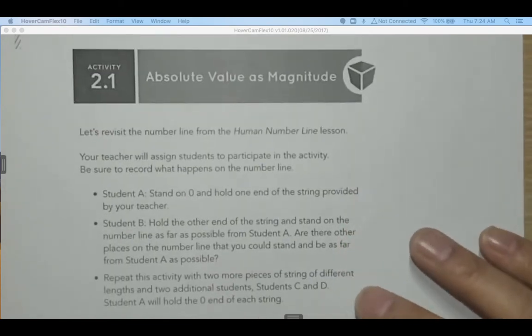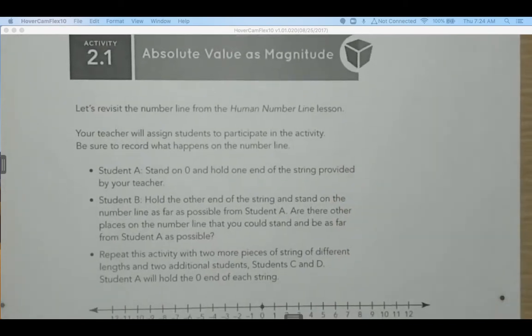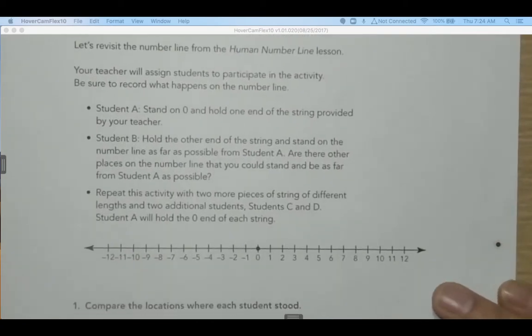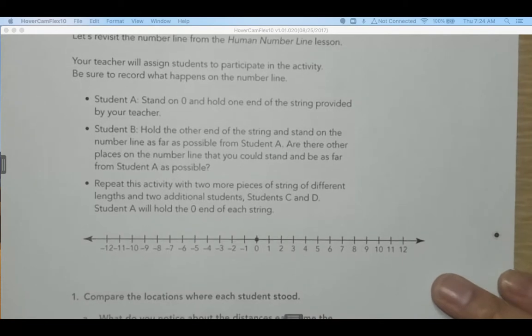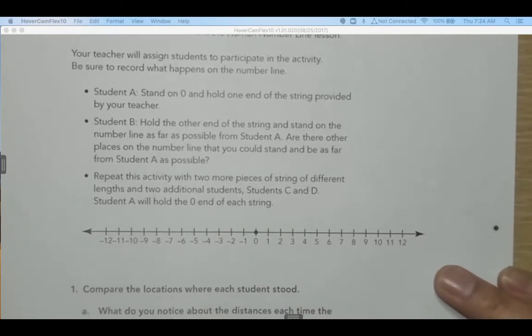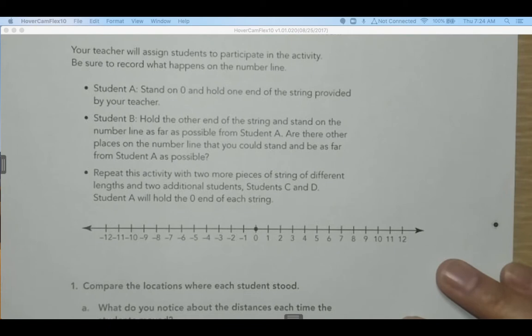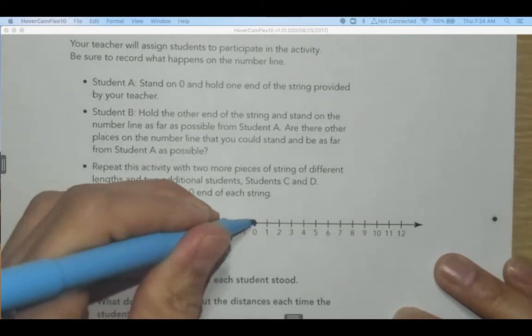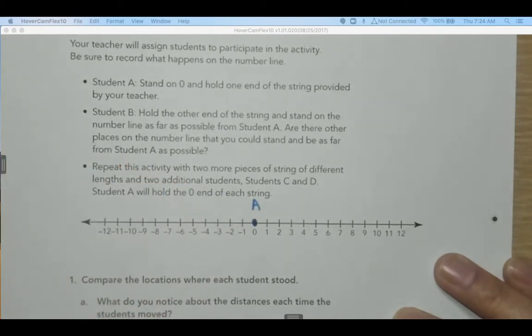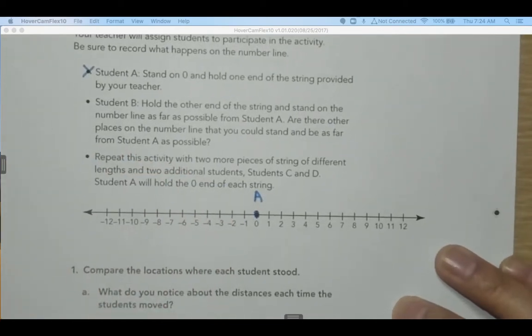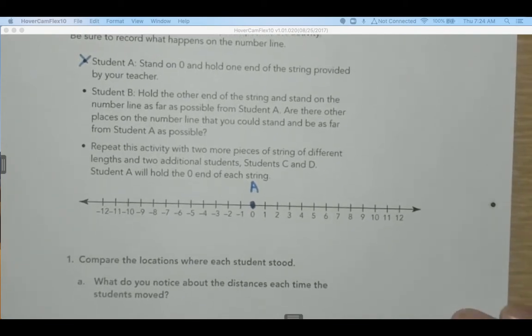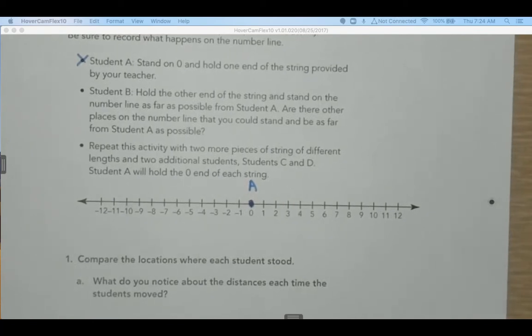All right, activity 2.1, absolute value as magnitude. Let's revisit the number line from the human number line lesson. Your teacher will assign students to participate in the activity. Be sure to record what happens on the number line. All right, student A, stand on 0 and hold one end of the string provided by your teacher. So this is student A right there. Okay. Student B, hold the other end of the string and stand on the number line as far as possible from student A. Are there other places on the number line that you could stand and be as far from student A as possible?